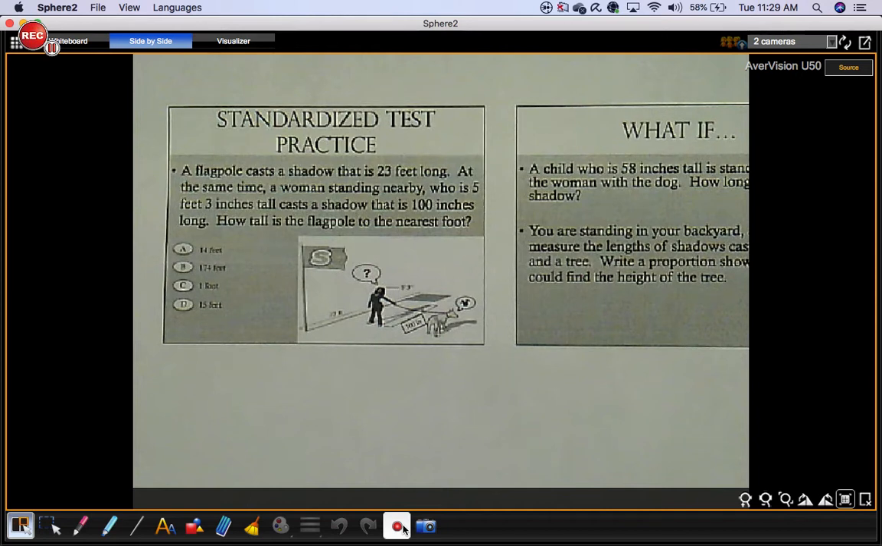This is part 2 on our section 6.3. We're going to use angle, angle. Here's a standardized test practice question.